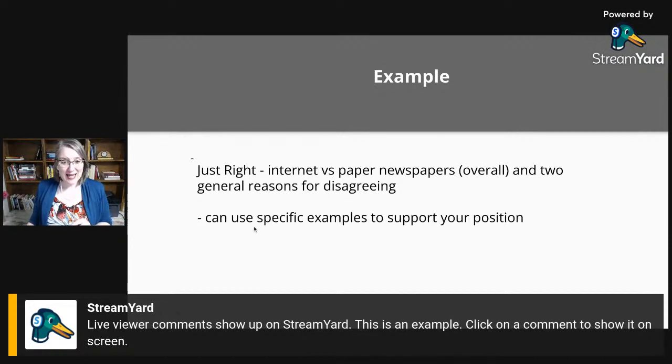But here's the thing, I can use specific examples to support the position. So just because I'm not listing every single newspaper and every single internet site, I still need some specific examples because that's what's going to get it to resonate with the reader. And then they go, oh, yes, if lots of people are getting their news from this news source, then it's believable to think that the majority of people are getting their news from the internet versus newspapers.